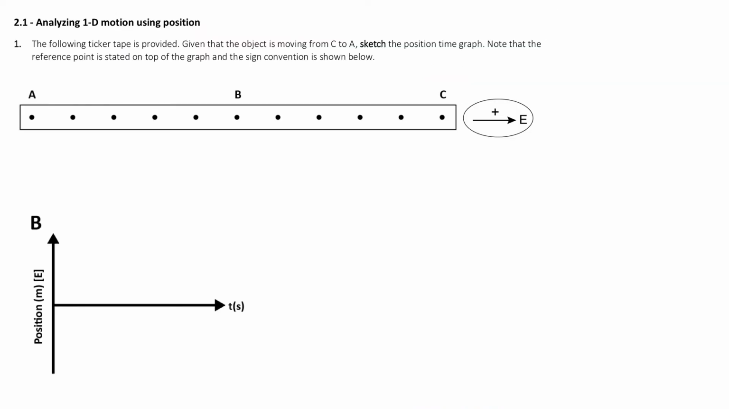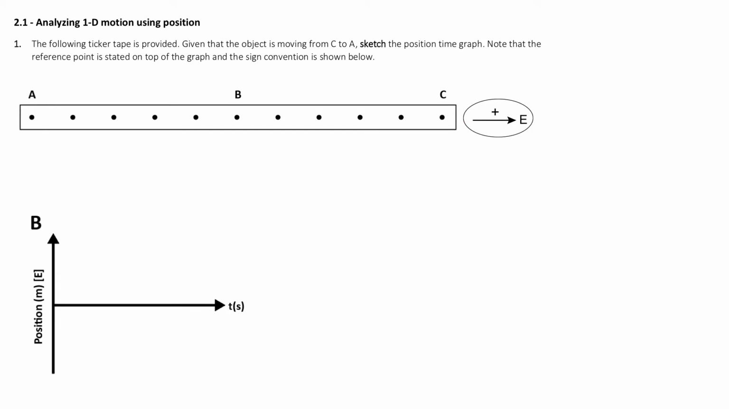The first question is divided into 4 different sections, and the question in general is asking us that for the following ticker tape provided, given that the object is moving from C to A, so it's moving in this direction, sketch the position time graph and note that the reference point is stated on top of the graph. And the sign convention is also shown.